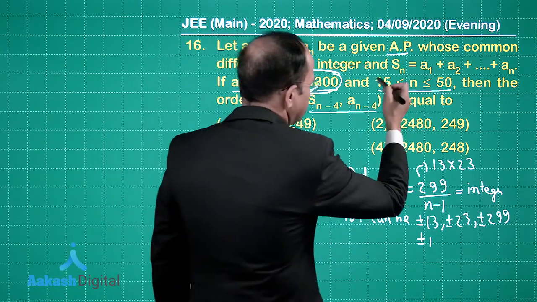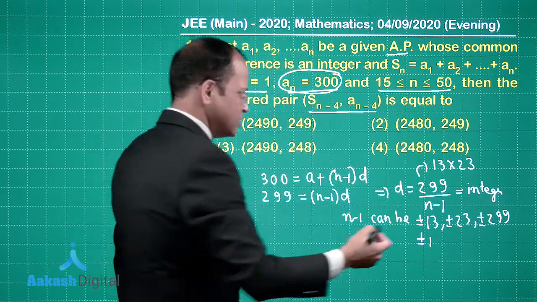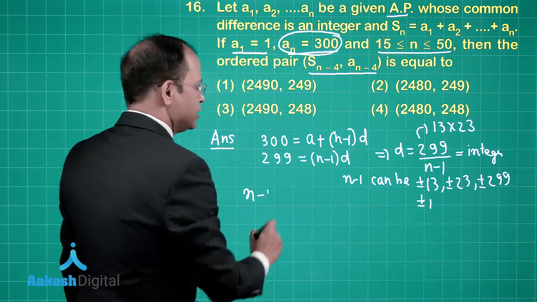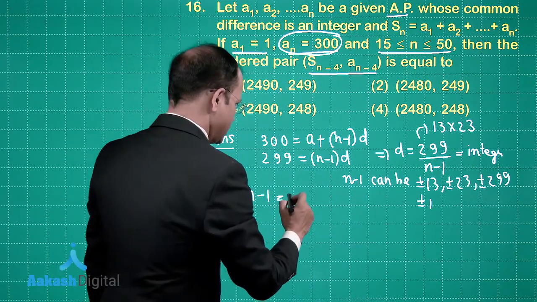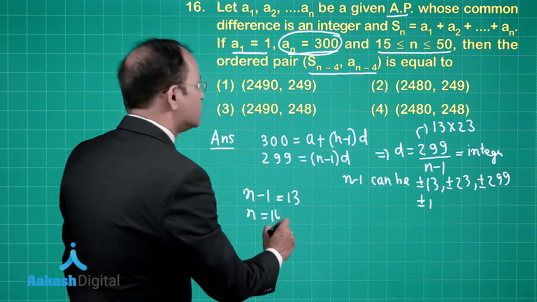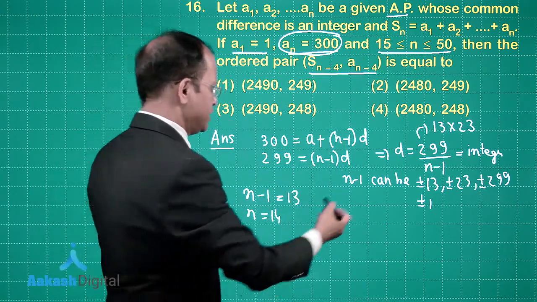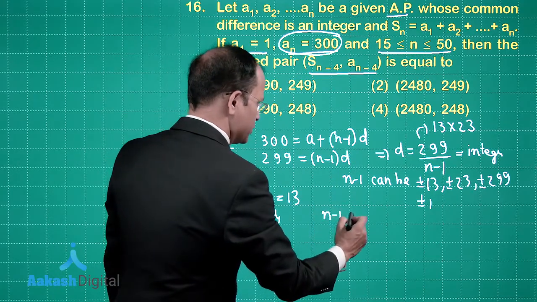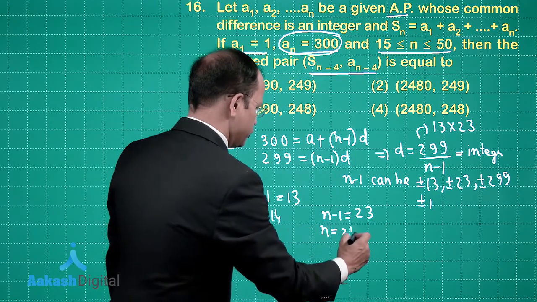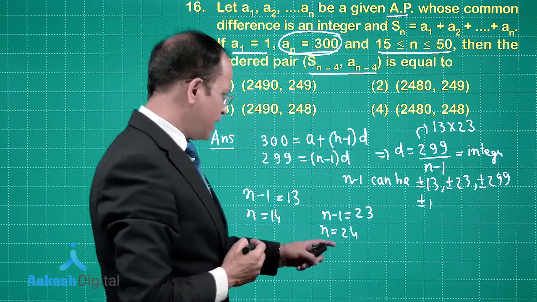But again, the condition is given to you. You can just have a look at this: n greater than or equal to 15, less than or equal to 50. So that means if I just check it out in this way, n minus 1, let me take it as 13 suppose. So 13 means we are talking about n equal to 14. But we can't take 14 because n lies between 15 and 50. Anything else we can take? Yes, let me take n minus 1 equal to say 23. So what we have, n is equal to 24. So yes, n belongs to this particular range, that is 15 to 50. So you can take n equal to 24.